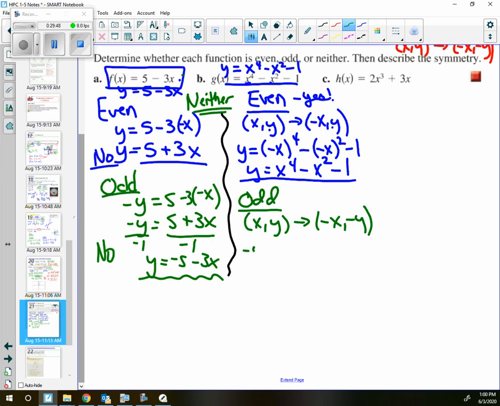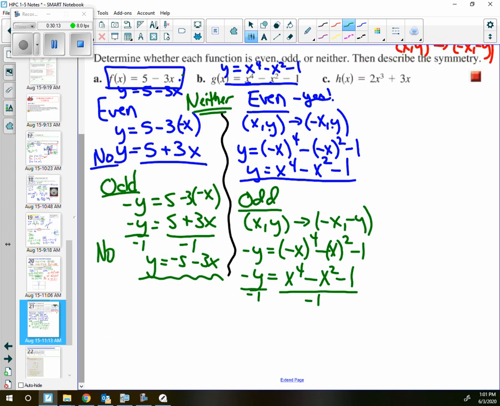So that means we replace y with opposite of y, and we replace x with opposite of x, and see if we end up, oh, that wasn't a 4 out front, it was an exponent of 4, and see if we get the same expression as the original. So let's check and see if that is the case. Opposite of x squared minus 1. So here we know we get x to the fourth minus x to the second minus 1, but then when we divide by negative 1, those are not going to be the same as the original.